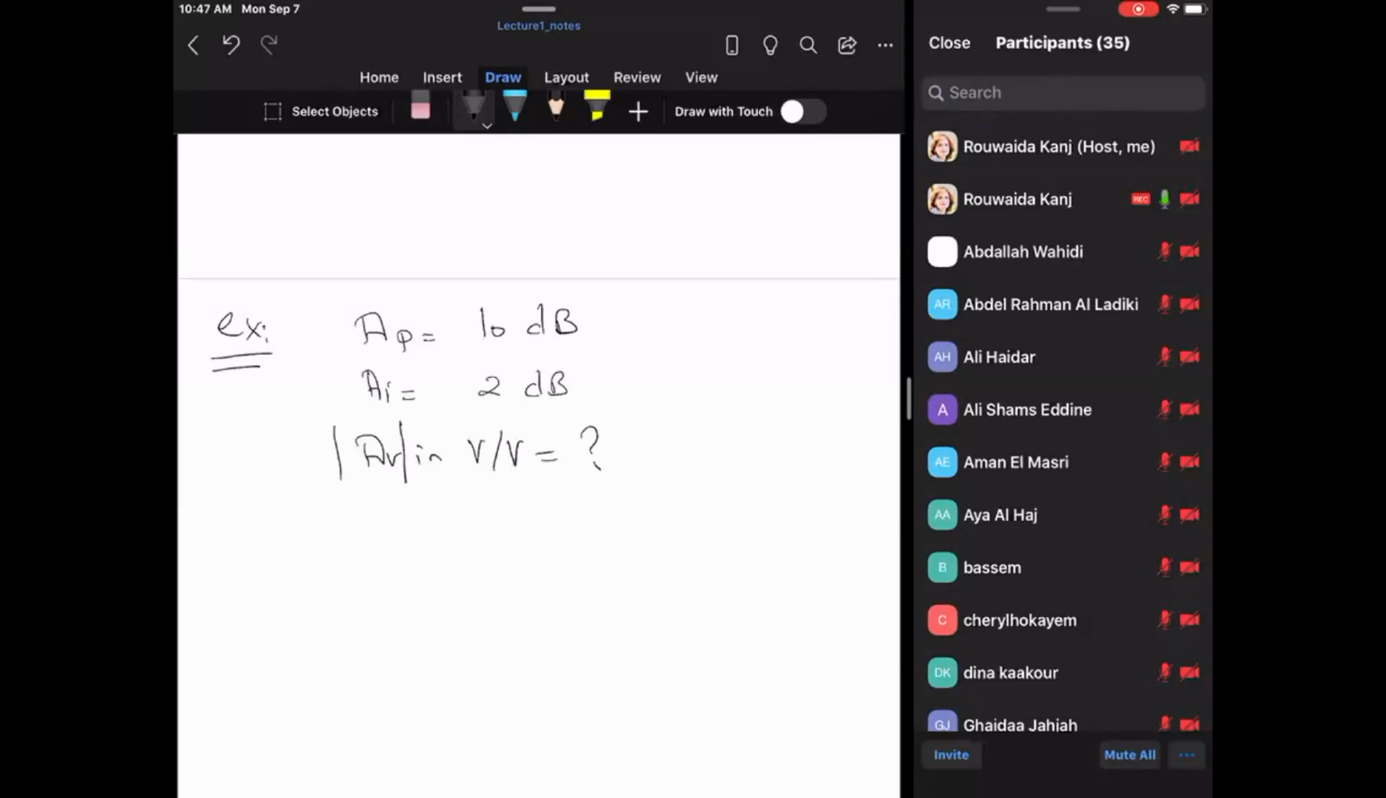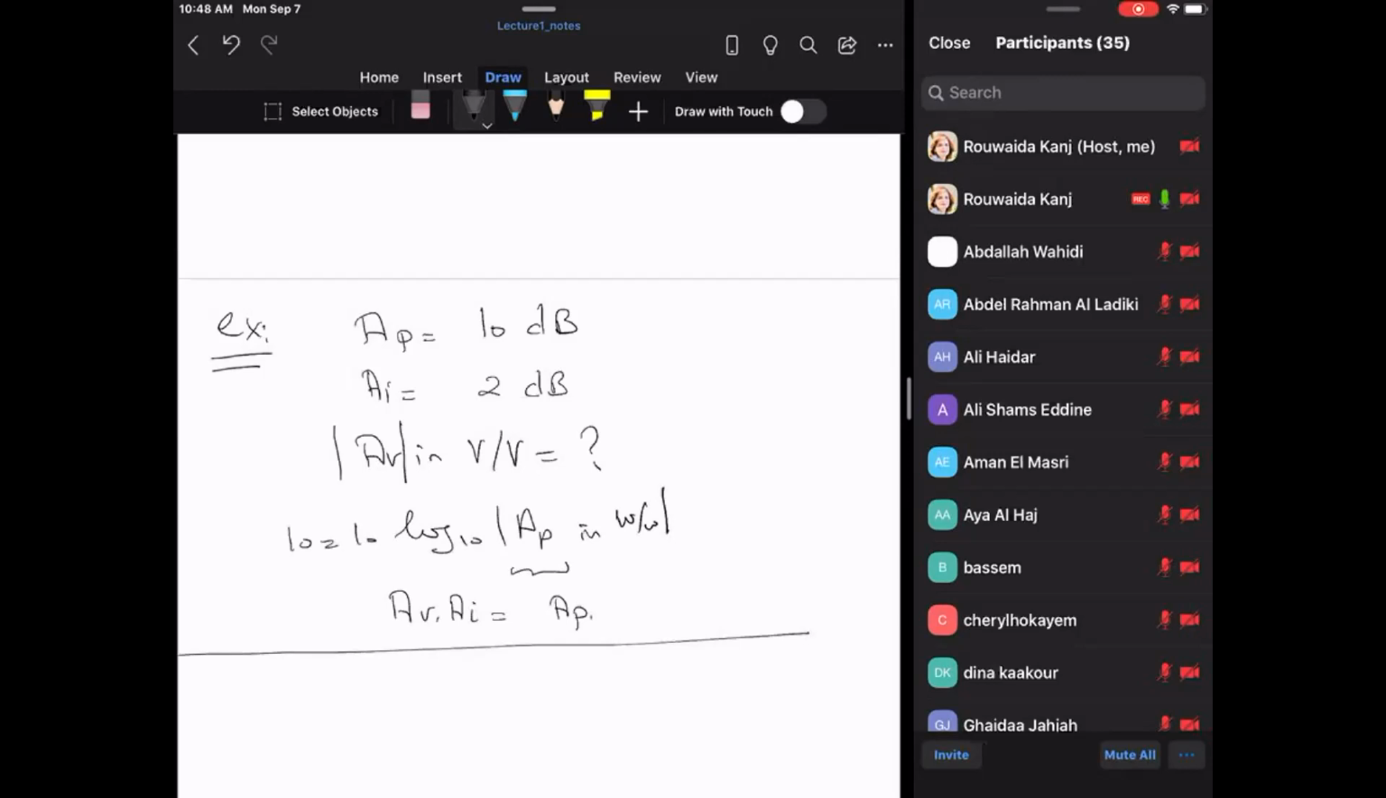For this, we can find AP in watt per watt, we can find AI in amp per amp, and then divide them and get AV in volts per volt. So we can say 10 is equal to 10 log base 10 of the magnitude of AP in watt per watt, and we can find it. Then we do the same for AI and then say that AV times AI is equal to AP.